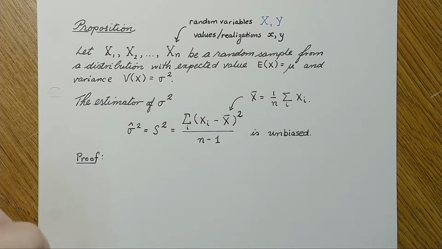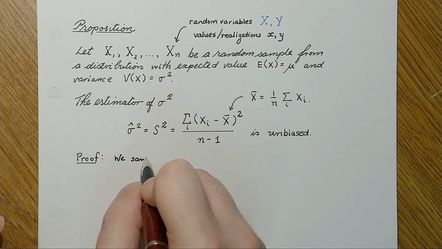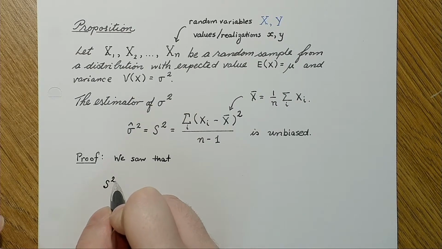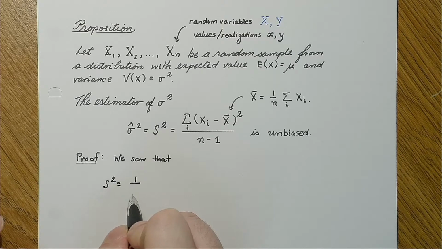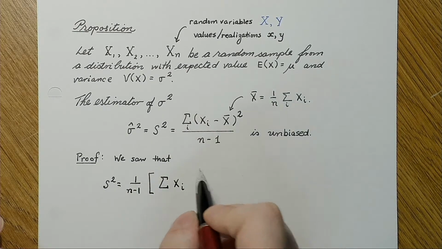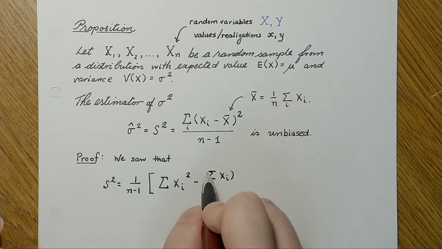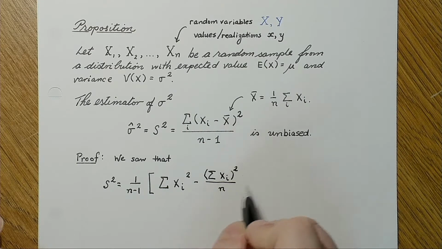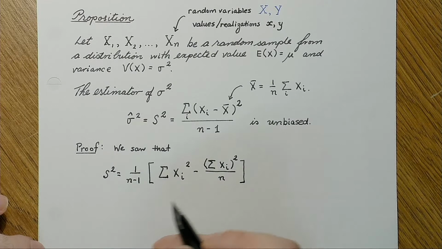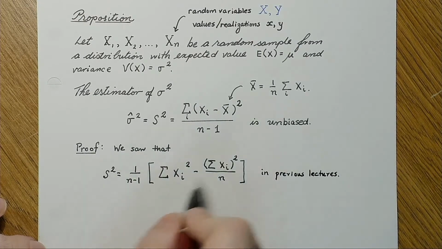So this is how the proof will go. In the last couple of lectures, we saw that we could rewrite s squared as 1 over n minus 1 times the summation of xi squared minus, this was kind of the formula we had used for calculating the sample variance. Okay, so this is the formula.